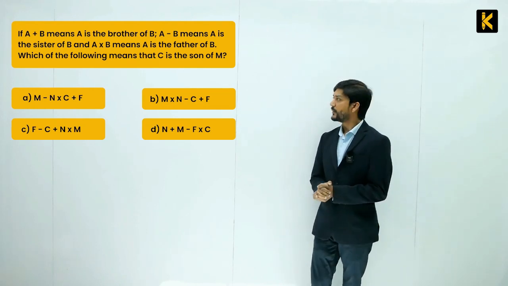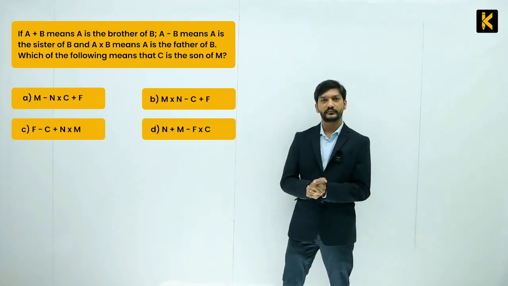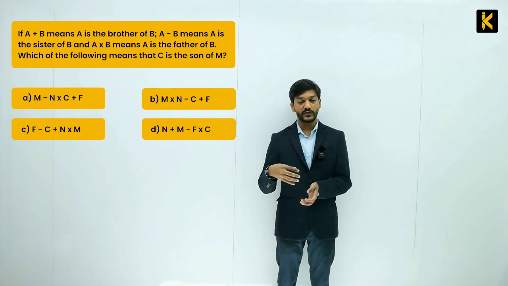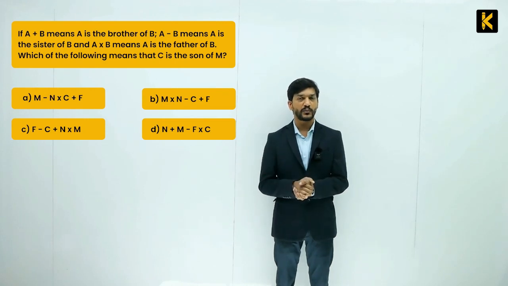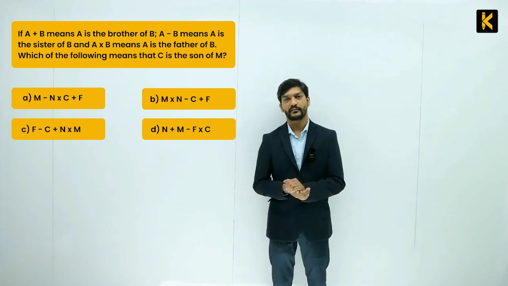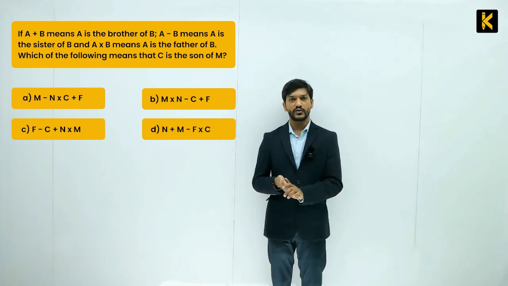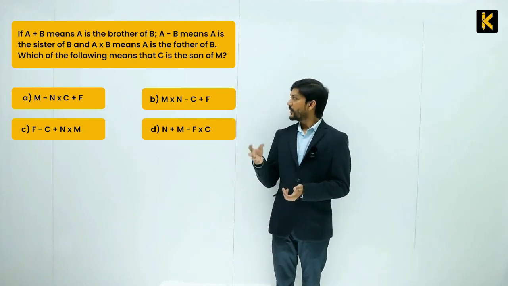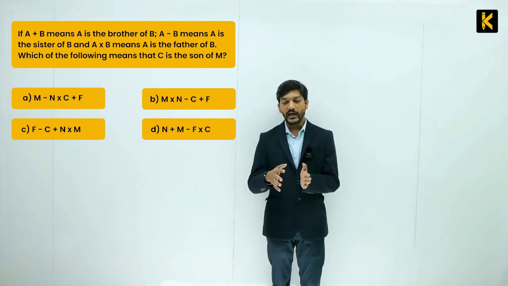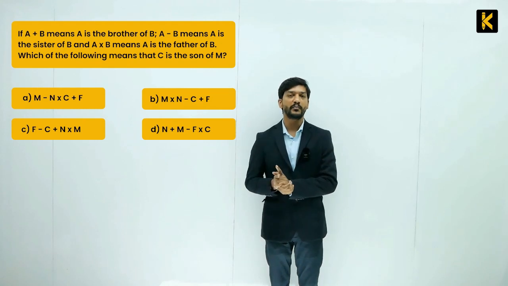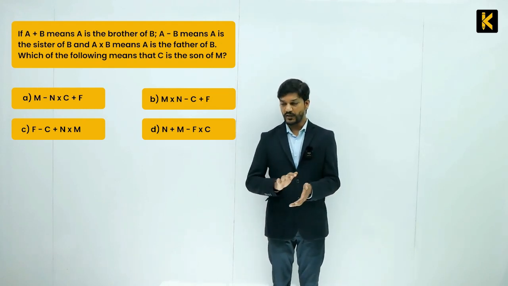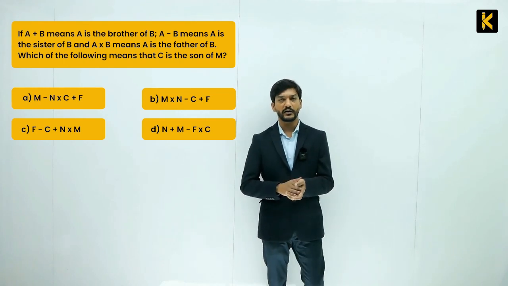Alright. So which of the following? That means we have 4 options. We have to check in which of the options we are observing that C is the son of M. Now, to be precise, this category of blood relation question has a separate topic name: coded relationships.